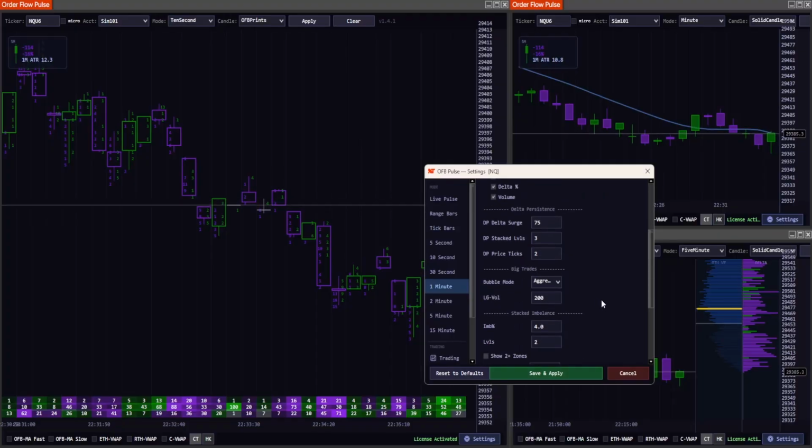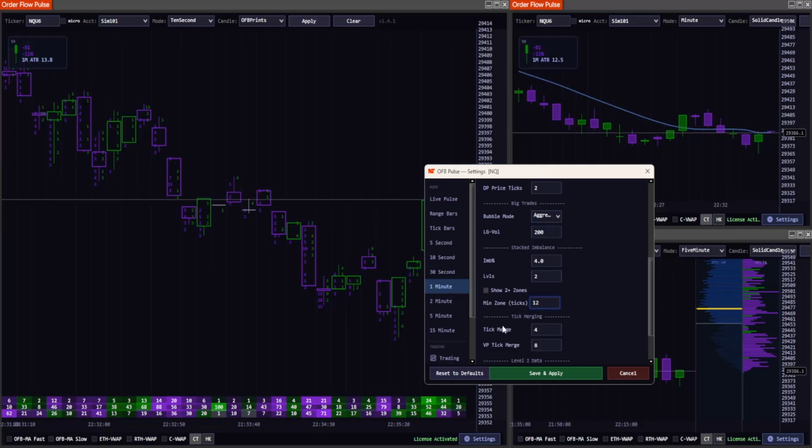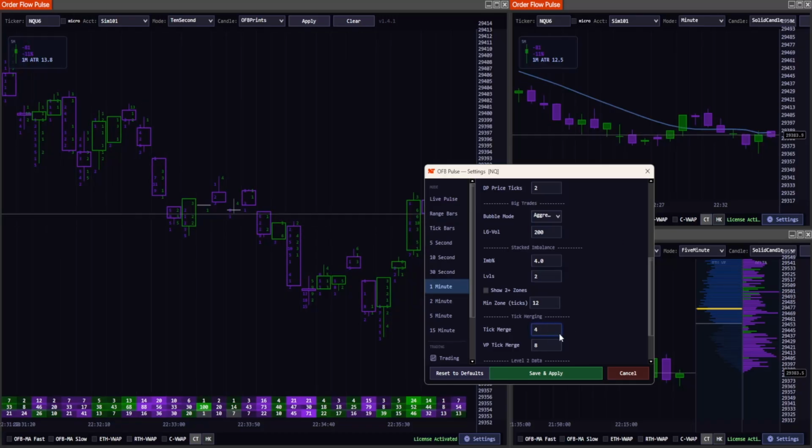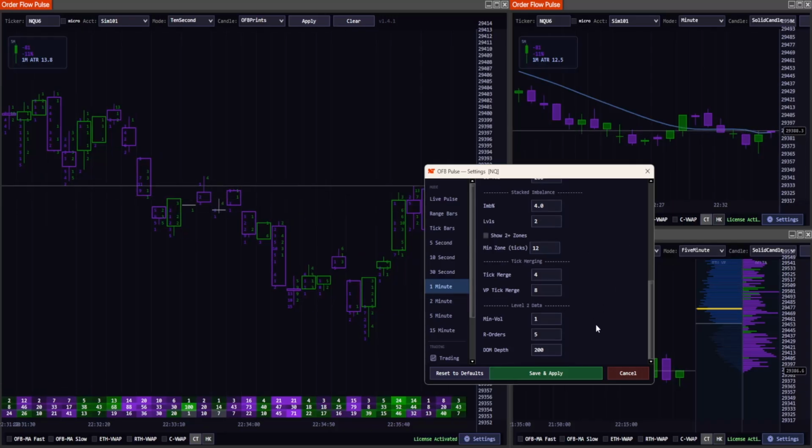And if we scroll down here, I'm setting 4 imbalance, levels of 2, minimum zone of 12. Tick merge: you don't have to tick merge it if you're just looking at it like this. I tick merge it to 4 just because of the stacked imbalances. I like to know if there are any on the 1 minute. Okay. Volume profile, tick merge: I'm not showing any volume profile. We'll go over that on the 5 minute.